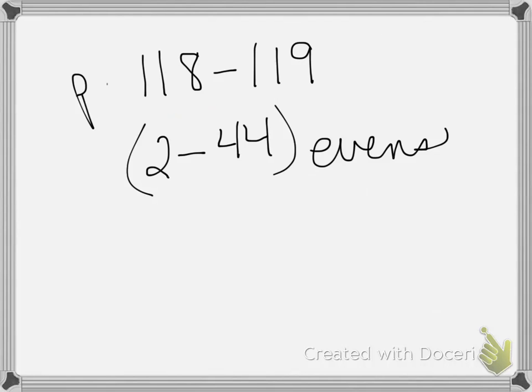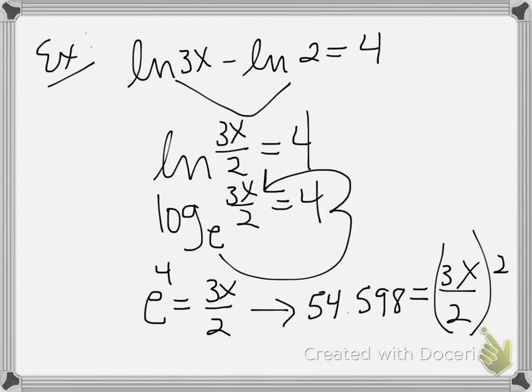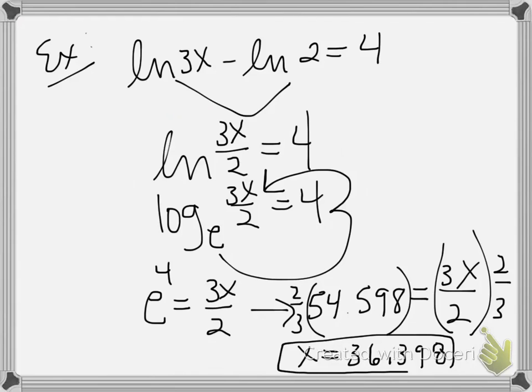And let me see if I have more space. Nope, I don't. All right, e to the 4th turns out to be 54.598. We actually did that earlier. Now, how do you get rid of a fraction? You multiply by the reciprocal on both sides. So I'm going to multiply both sides by 2/3. So 2/3 times 54.598 equals 36.398. And that's my solution down there.